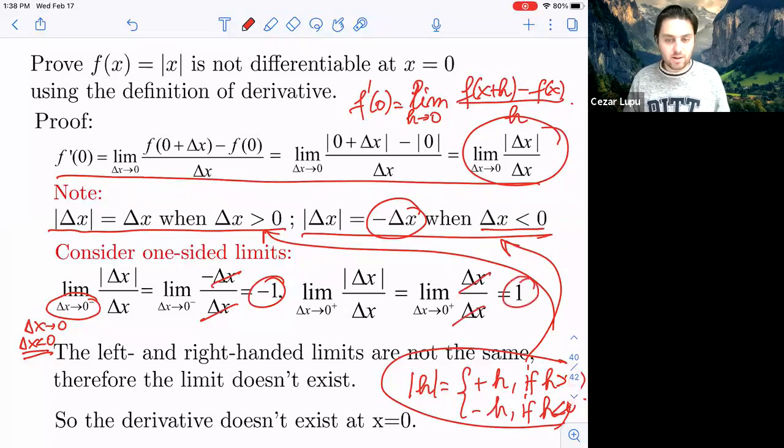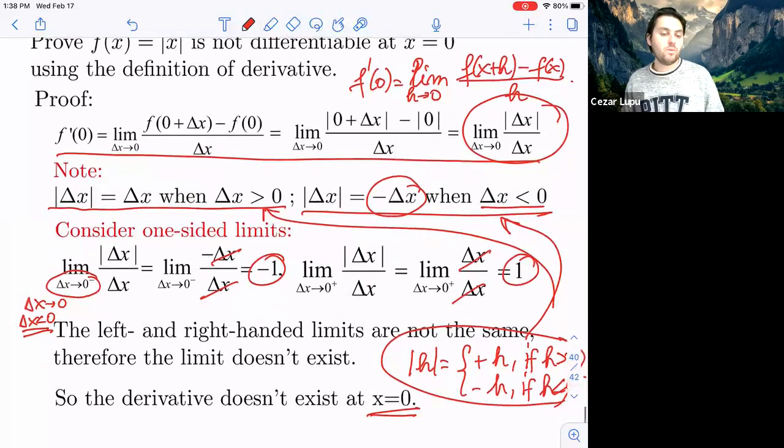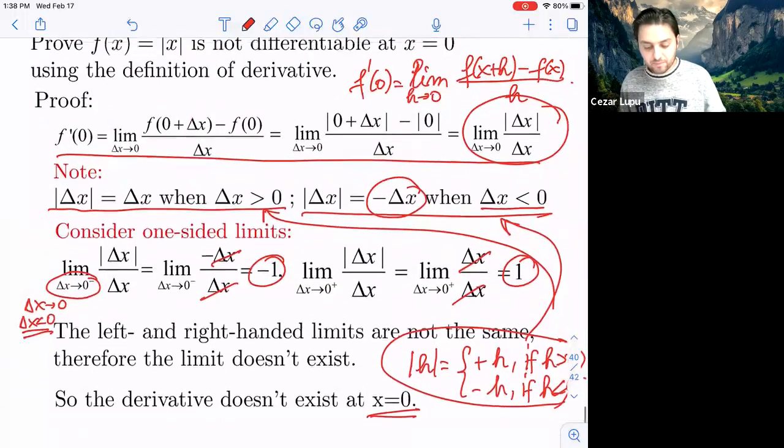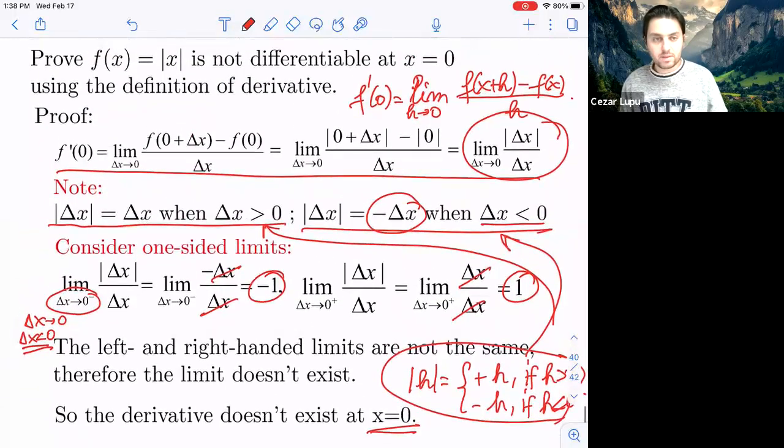And guess what? These two numbers are not equal. In other words, the left-hand and the right-hand limits are not the same, so the limit does not exist. So the function is not differentiable at x equals 0, or the derivative does not exist at x equals 0. Is it clear? Any questions about this example?